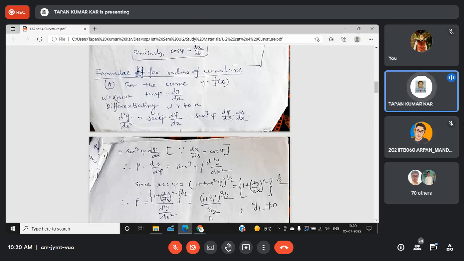Even if you need to derive the formula, you still have to remember it, because if a problem is given and the question is to find the radius of curvature of this curve at this point, then if you start to derive the formula and then find the radius of curvature for the given problem, it will take much more time. So it is not always possible. Always you must remember the formula.